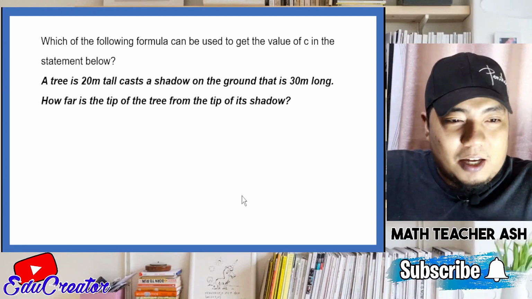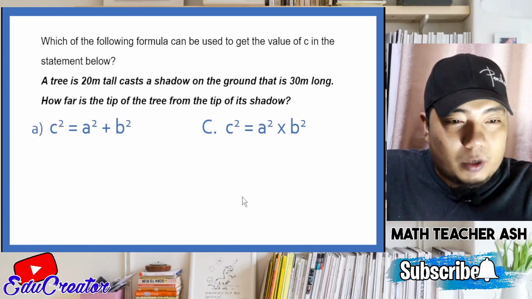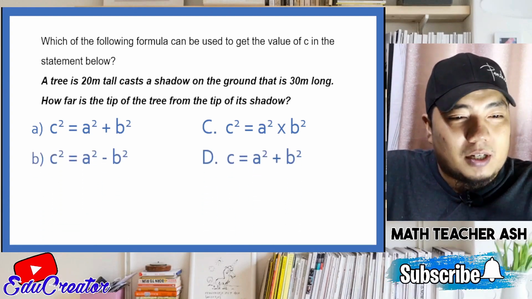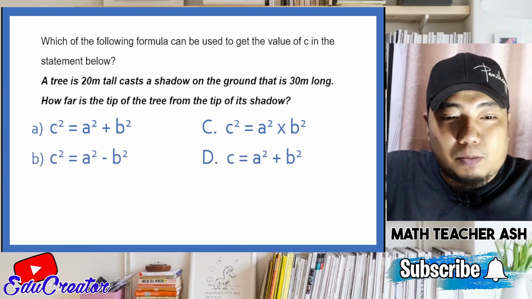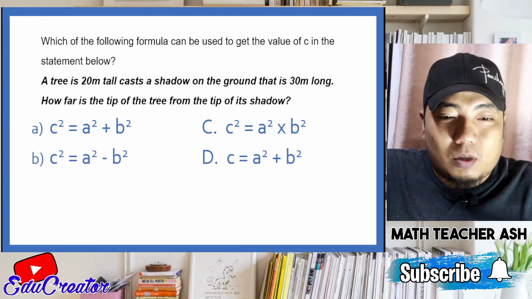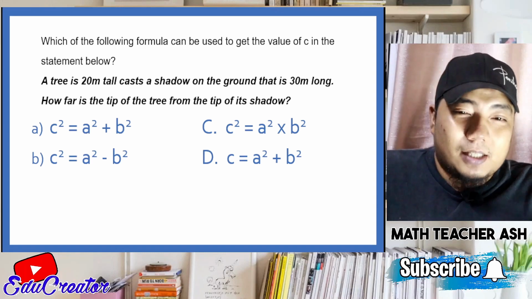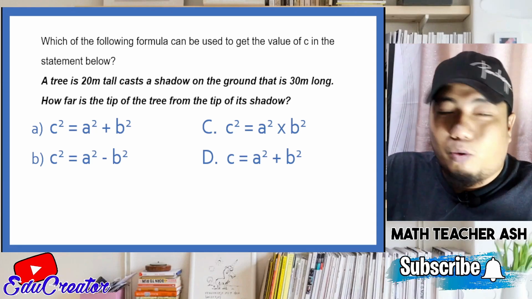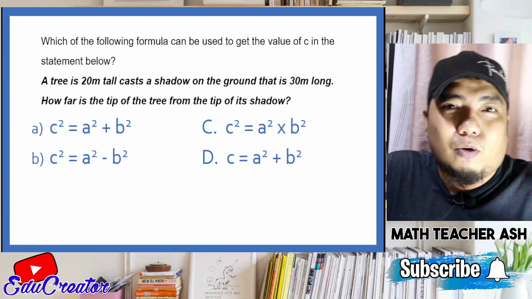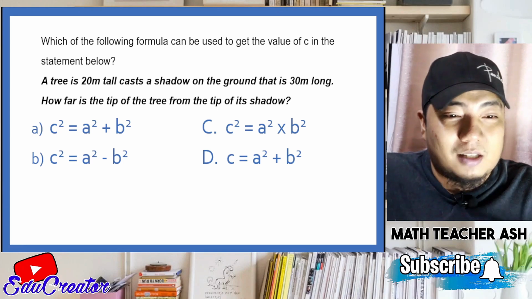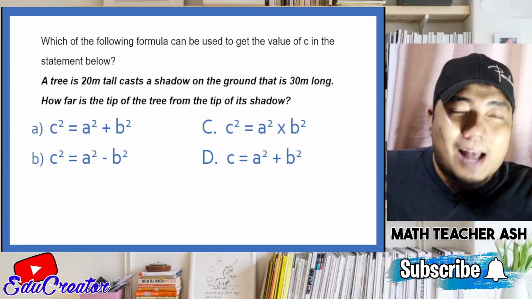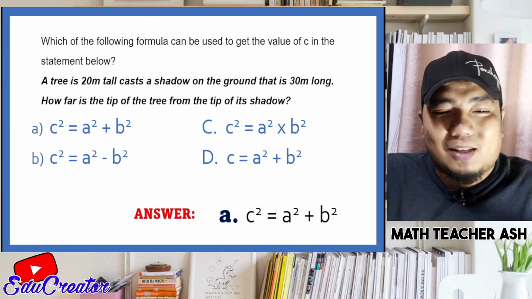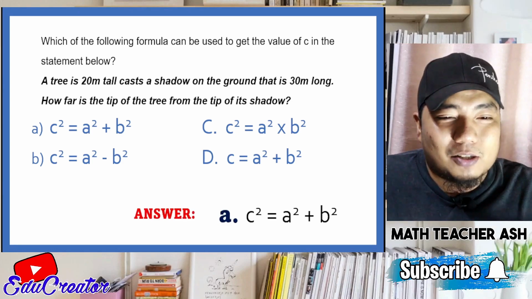Is it A, C squared is equal to A squared plus B squared? C, C squared is equal to A squared times B squared? B, C squared is equal to A squared minus B squared, and D, C is equal to A squared plus B squared. So of course, basically this talks about how to solve the given situation by the application of the Pythagorean theorem. We already know our Pythagorean theorem has the formula C squared is equal to A squared plus B squared. Therefore, our answer for this given question is letter A. Alright, we got the correct answer, my dear math learners. So now let us continue.